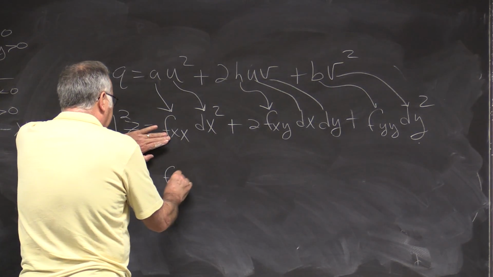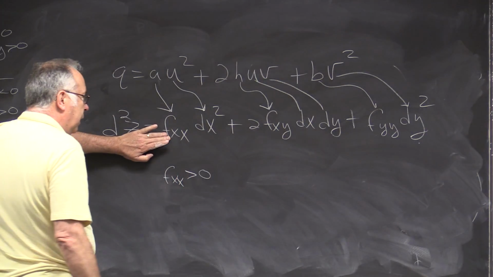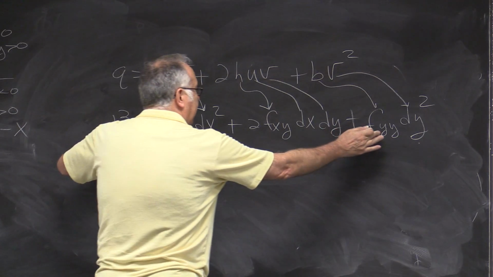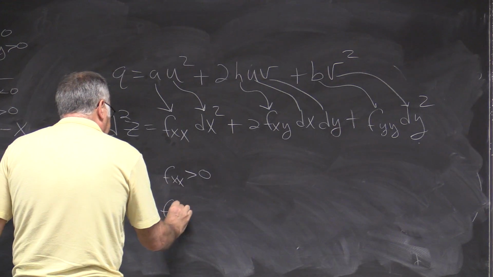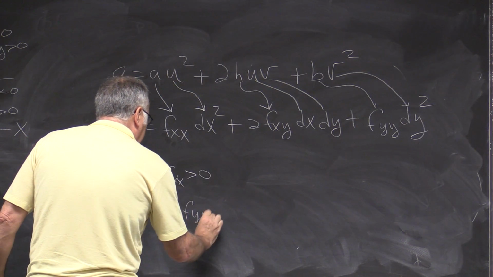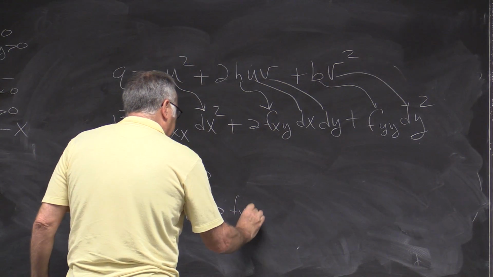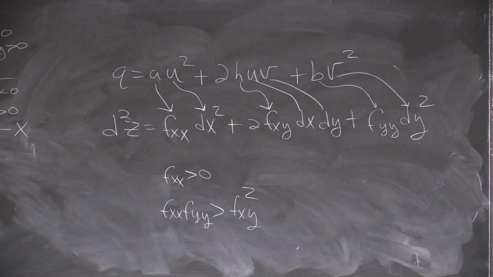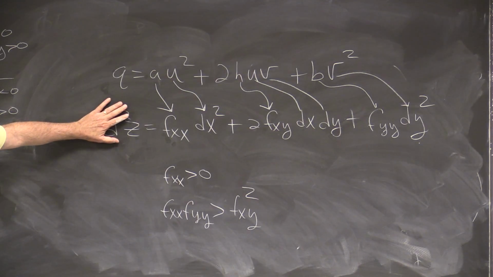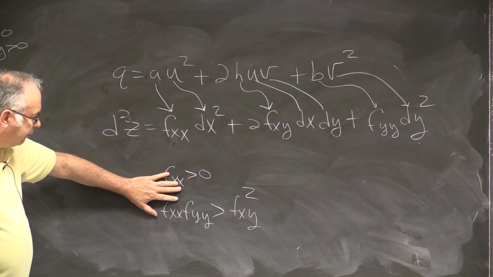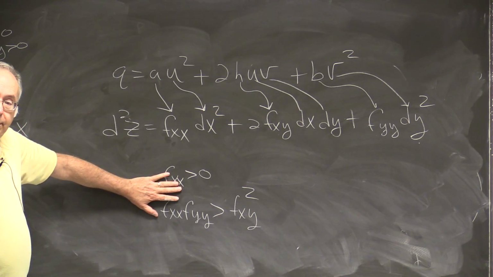So, what is the condition for this quadratic form to be positive definite? Here's our a. You want that to be greater than 0. And you also want ab, and b is fyy. You want fxx times fyy to be greater than h squared. So there you have it. The second order total differential is a quadratic form in dx and dy. So this will be positive definite if these conditions are satisfied. This is just the sufficient conditions for a minimum.